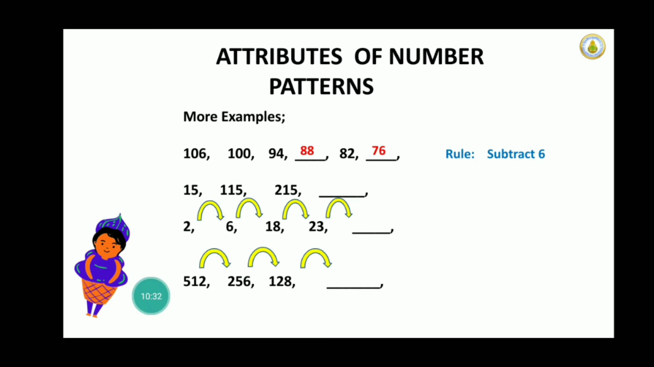Next example we have is 15, 115, 215. So what is the next number pattern? Before that, let's try. Is it increasing or decreasing? Very good. The number pattern is increasing because it is getting bigger. So how many do you think did they add in each number?